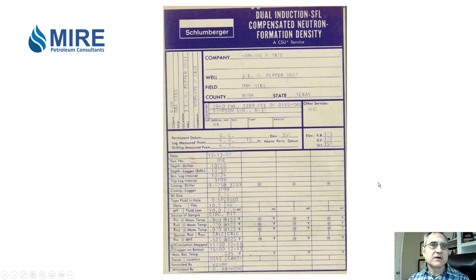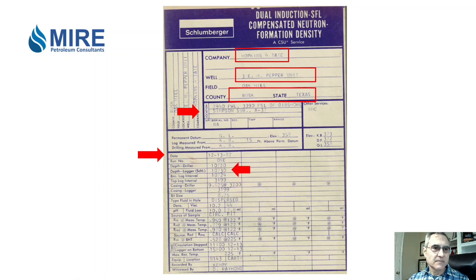Here's an example of the log header from an open hole log. You can learn a lot about the well and some information about the reservoir. The name of the well, who drilled it, where it's located, the surface location, and very important is the date that the log was run and the depth of the logging run. In this case, it's 10,730 feet.